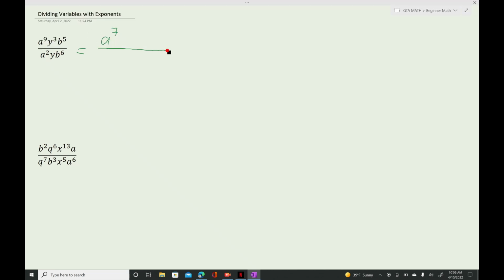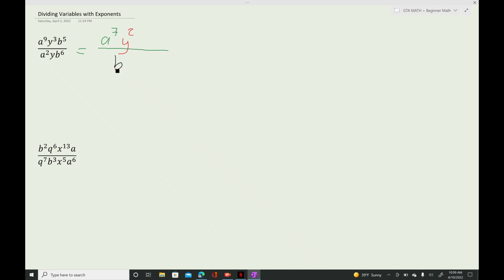So we have y cubed divided by y. 3 minus 1, since it's y to the first power, is going to be y squared. And our last one is going to be b. So we have b to the 5th over b to the 6th. Since the number 6 is larger than 5 and that variable is in the denominator, what we're going to do is subtract it in terms of 6 minus 5, and we're going to leave this here.